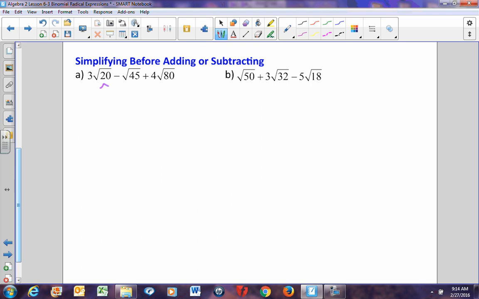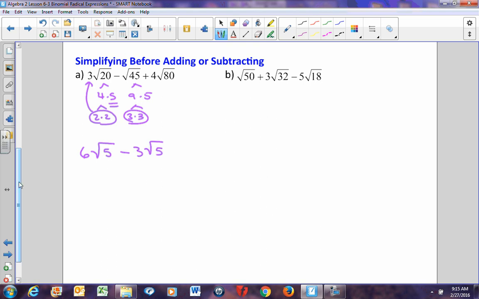20 is 4 times 5. 4 is 2 times 2, so I can take out the 2 and I multiply it by the 3 that's already on the outside. Leave the 5 underneath. So this becomes 6 square roots of 5 minus 45 is 9 times 5. 9 is 3 times 3, so I have 3 square roots of 5.